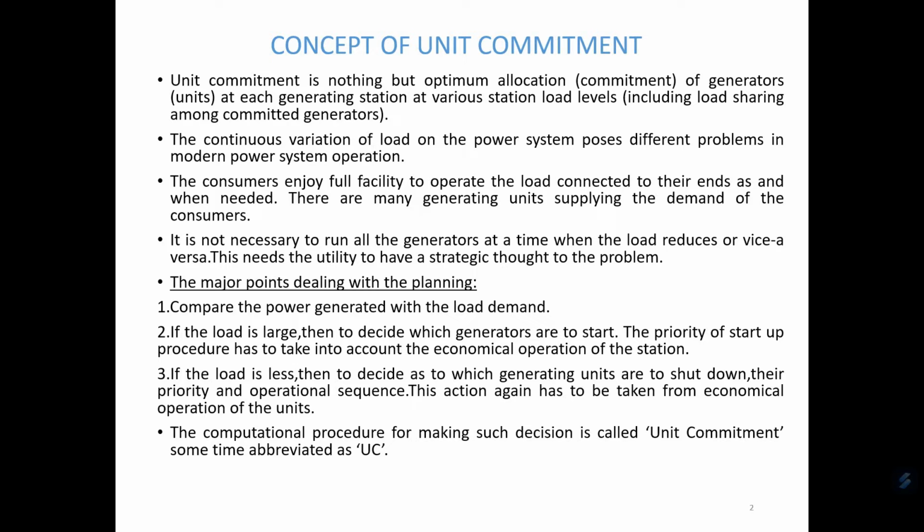Now, what are the major problems in dealing with the planning? First, compare the power generated with the load demand. If the load is large, then decide which generators are to start. The priority of the start procedure has to take into account the economical operation of the station. If the load is less, then decide which generating units are to shut down, their priority and operational sequence, and this action has to be taken from the economical operation of the unit. So the computational procedure for making such decisions is called unit commitment, and it is abbreviated as UC.